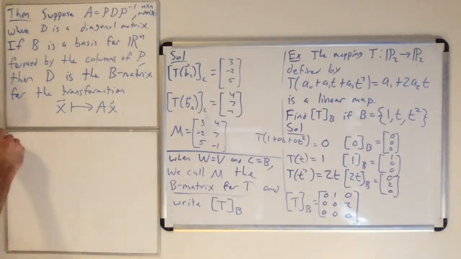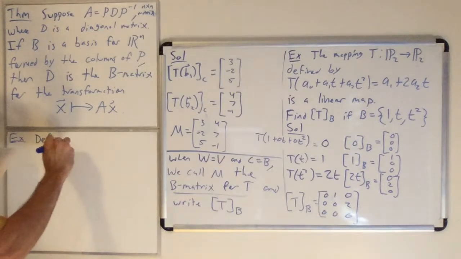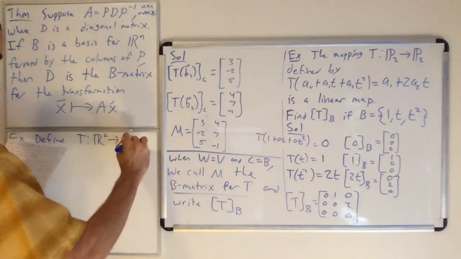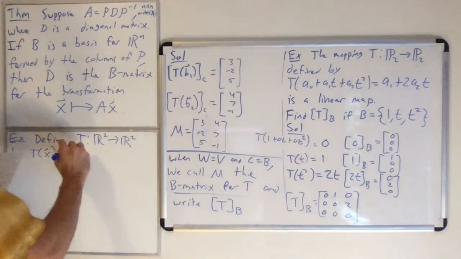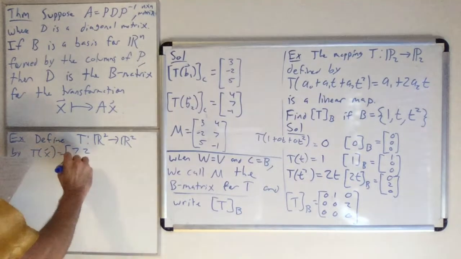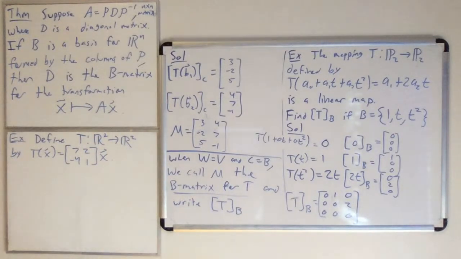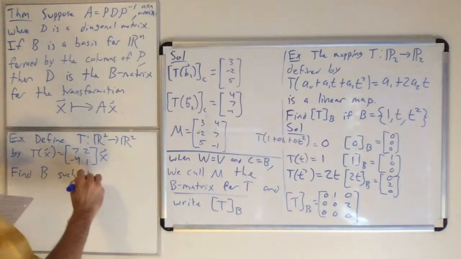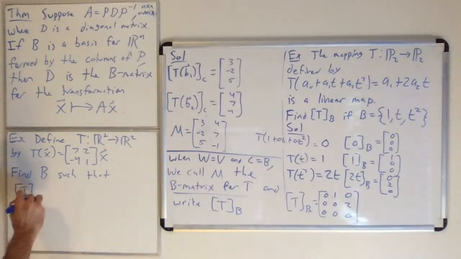So, here's an example. Define T from R2 to R2 by T of X equals the matrix 7, 2, negative 4, 1 times X. And then find a basis B such that the B matrix of T is diagonal.